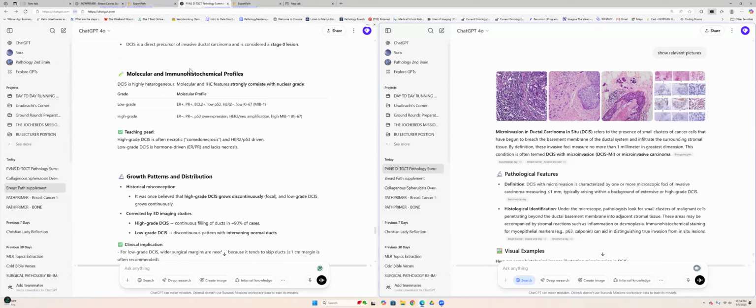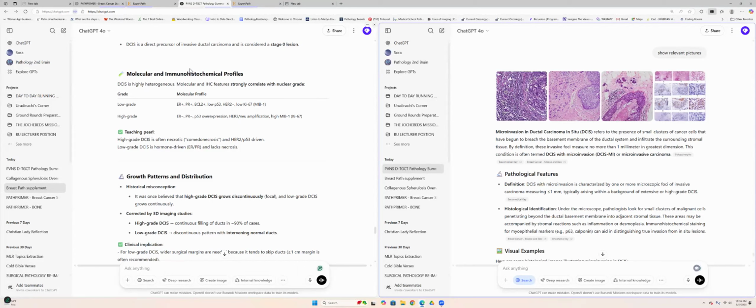What will be the IHC profile of low-grade DCIS? ER positive, PR positive, HER2 negative, then low proliferative index, low Ki-67, and BCL2. So low grade will be a luminal A type breast cancer profile, then BCL2 positive, P53 will be wild type, Ki-67 will be low.